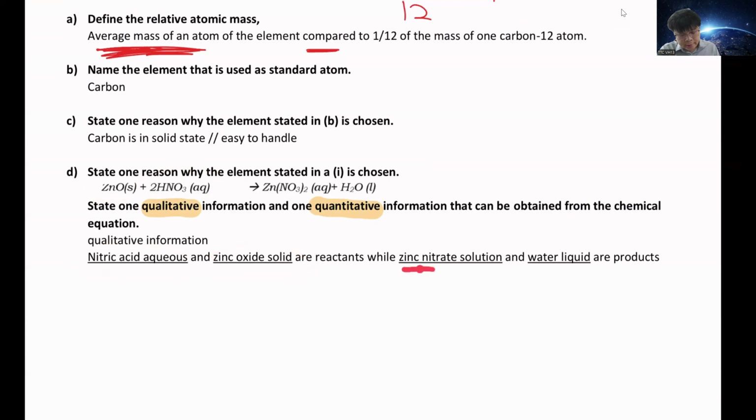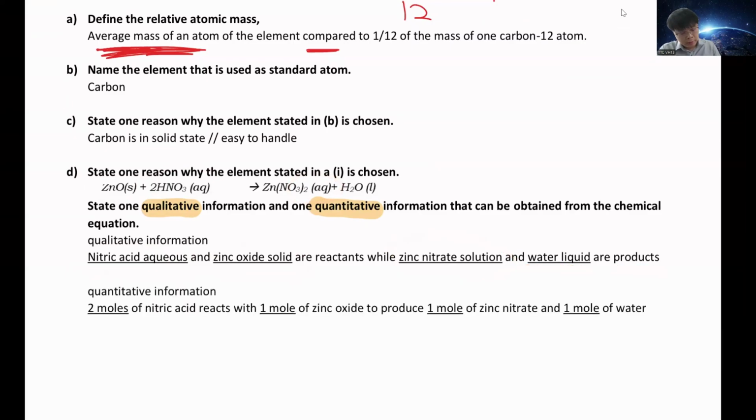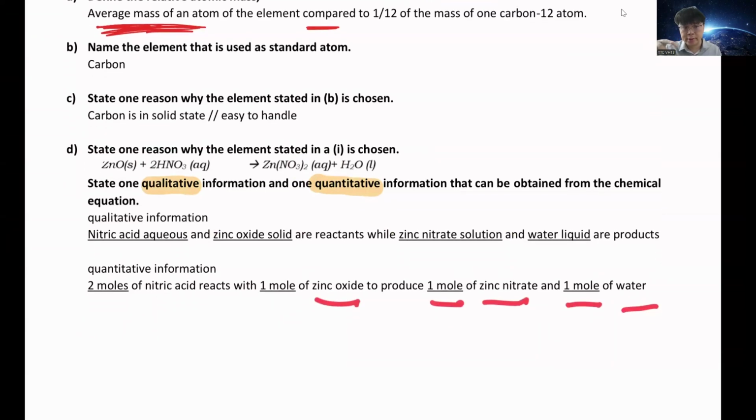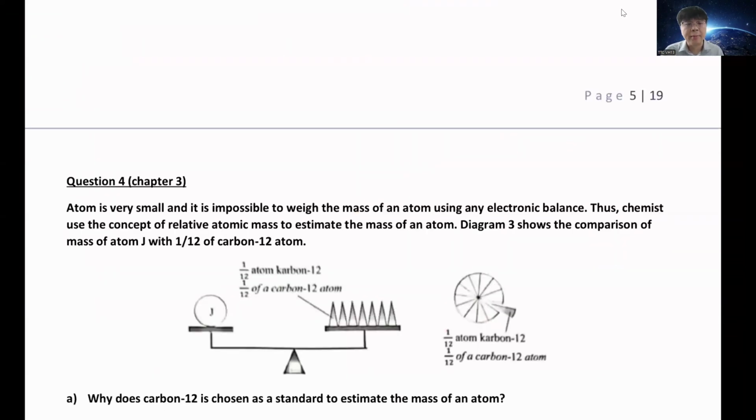Then zinc nitrate solution, an aqueous solution, and water liquid are the products. Quantitatively, you can mention that 2 mole of nitric acid reacts with 1 mole of zinc oxide to produce 1 mole of zinc nitrate and 1 mole of water. So this is the figure covered in your first step exam.